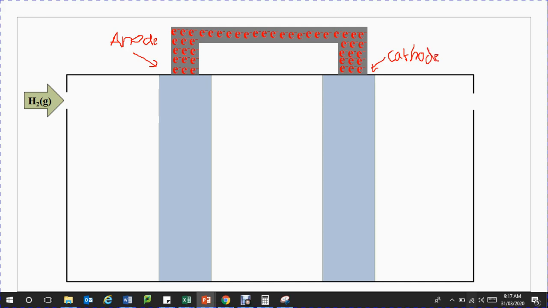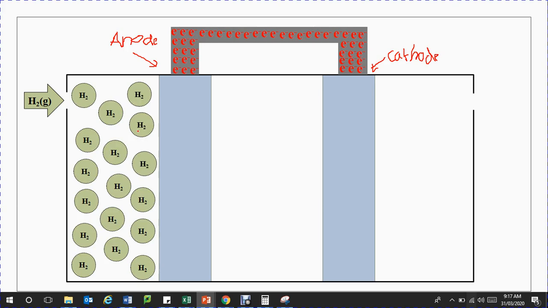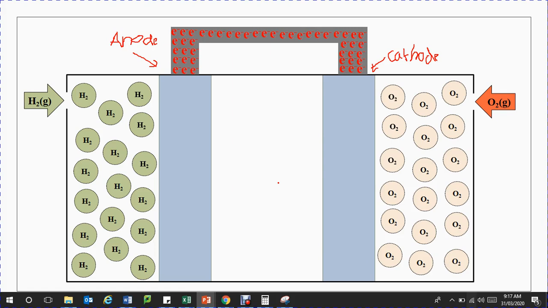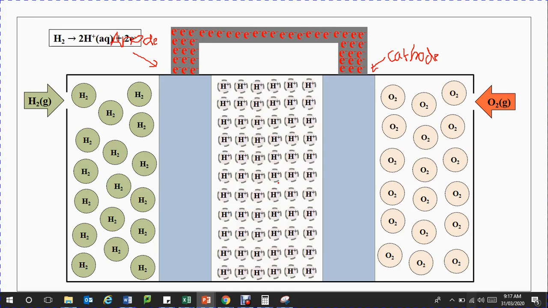So we've got a hydrogen gas. Our hydrogen gas can't pass through this electrode. It will only allow the hydrogen ions to flow through to our electrolyte in the middle. Over on our right, we've got our oxygen gas. So let's go through what will happen. In the middle, between the electrodes, we've got our electrolyte.